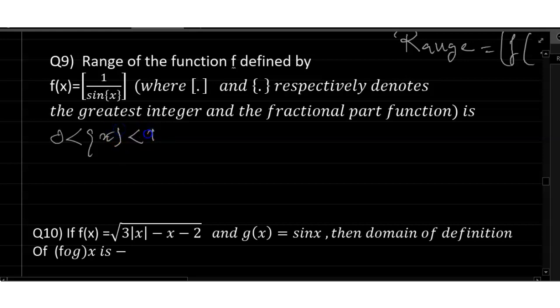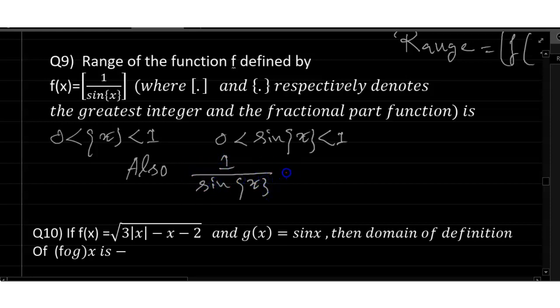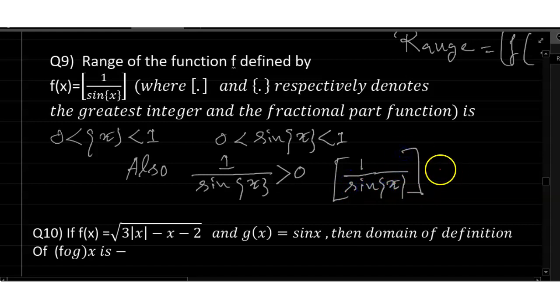Part 0 is the sine fractional part less than 1. Also sine x less than 0. So 1 by sine part equals 1, 2, 3, up to everything. So the range of f is equal to N. So the answer is N.